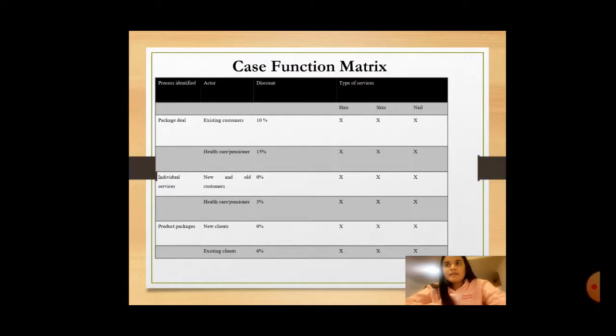Now comes the case function matrix. This is basically a matrix for the saloon, which is related to different types of discount schemes that are given to different categories of customers. It could be existing customers, healthcare pensioners, new and old customers, or existing clients. The schemes allocated to the customers are on different packages that people purchase in the category of the service they are having, which could be hair, skin, or nail. The individual products are at the MRP, which means there is no discount for any of the customers in any of the categories. So the next slide will be carried on by my friend Aman.